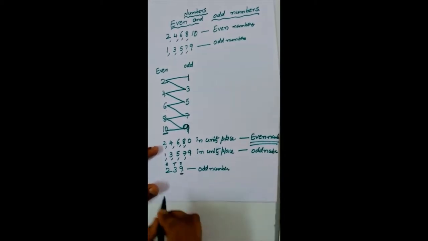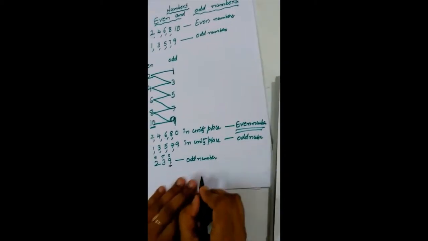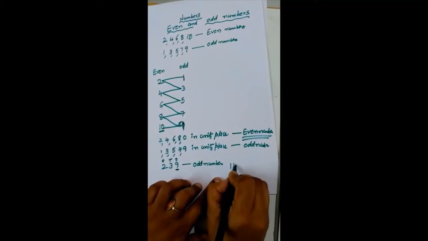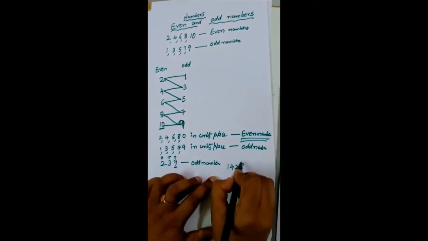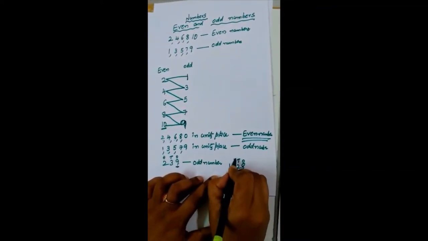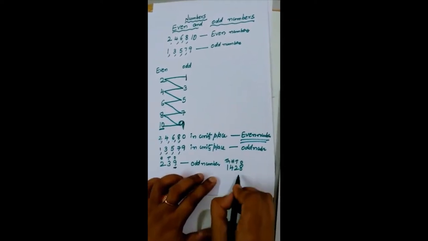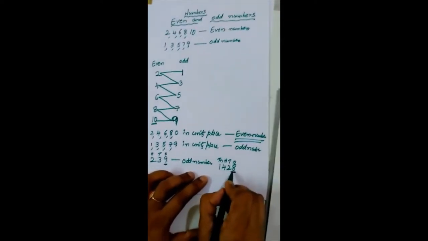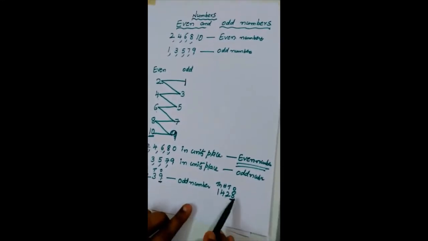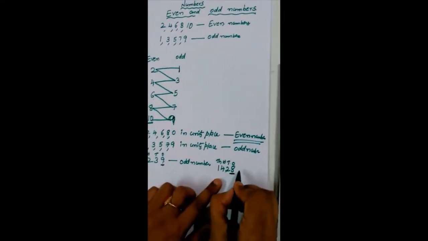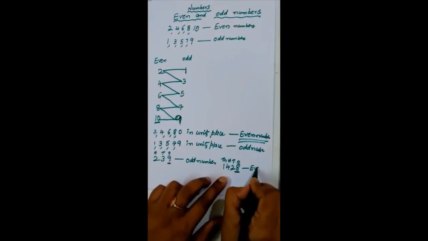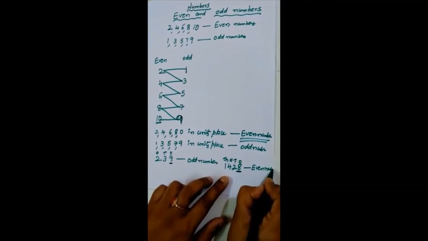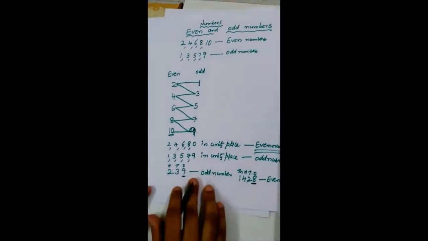Similarly, if you take a 4 digit number, 1428. So what are the places? Ones, tens, hundreds and thousands. What is the units place? We can see the digit 8 is in units place. So is it even or odd? This is an even number. Understand, children? This is an even number.